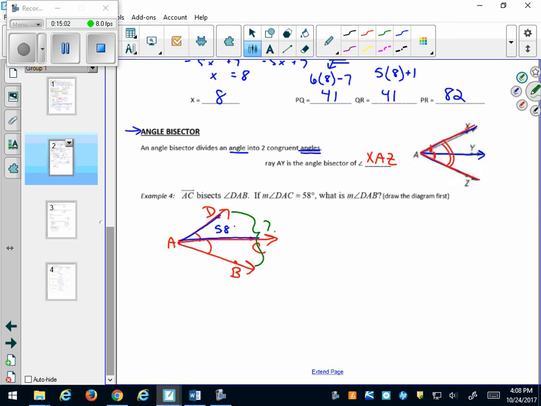Well, if it's a bisector, we know that these two angles are congruent, so this has to be 58 degrees as well. So the measure of angle DAB is just either 58 plus 58, or you can think of it as 2 times 58. Either way, we get 116 degrees for angle DAB.